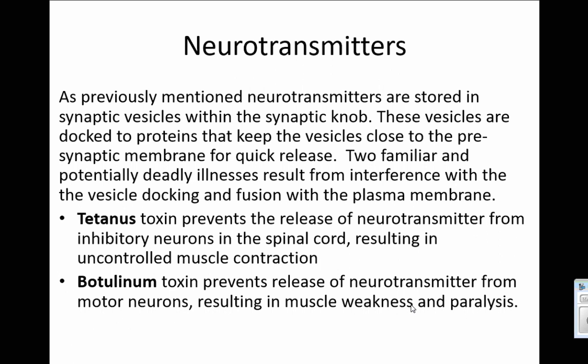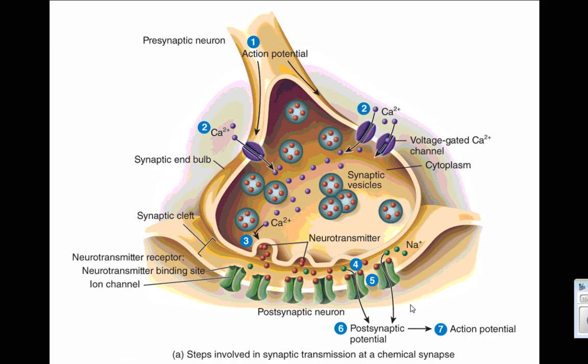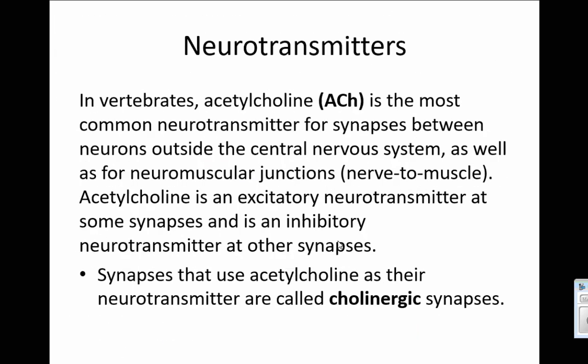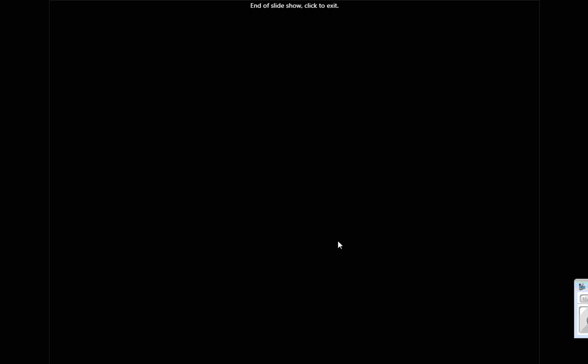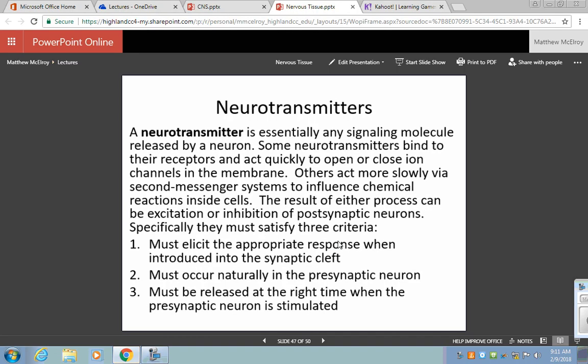It didn't show it a couple of slides ago where these synaptic vesicles were inside the knob, but there are proteins that hold them in place. They're called docking proteins. When calcium comes in, it releases them from the docking proteins to allow those synaptic vesicles to go to the presynaptic membrane, and those two toxins would prevent that from happening, and thus would not allow neurotransmitters to be released.